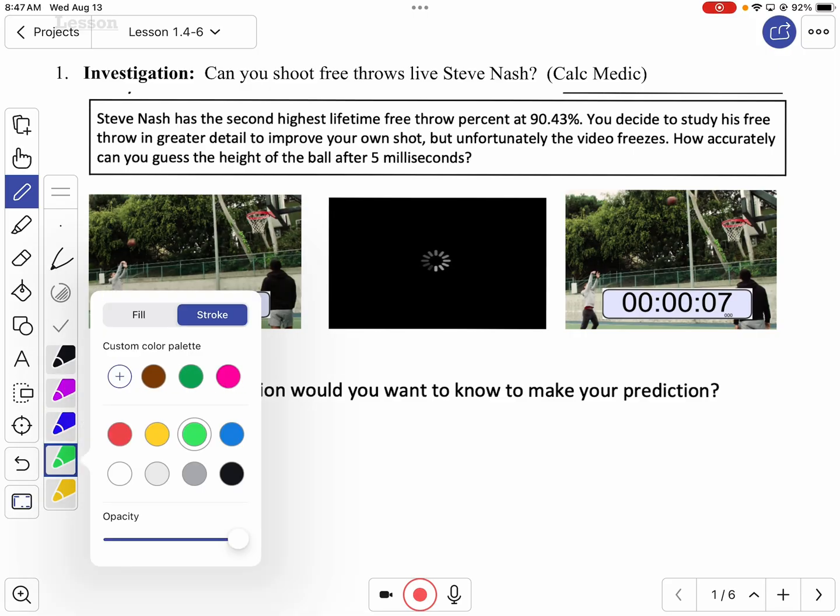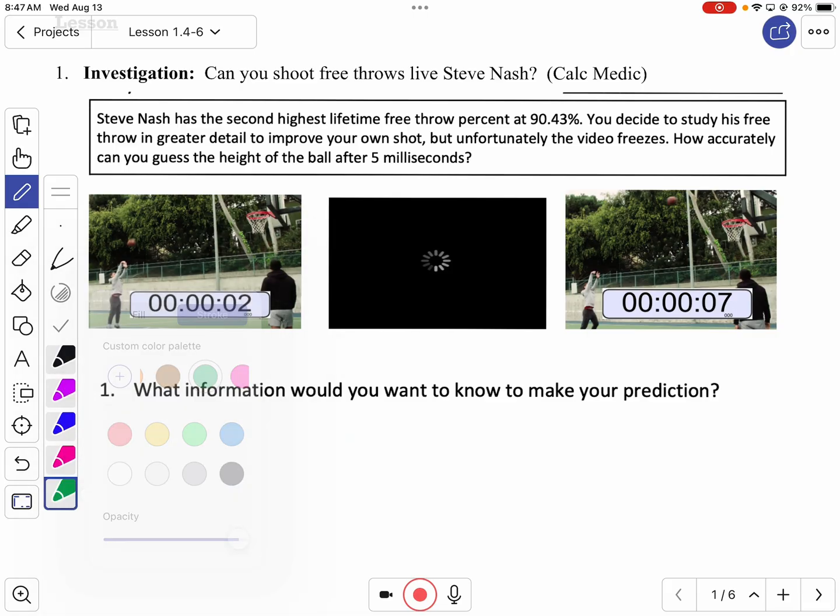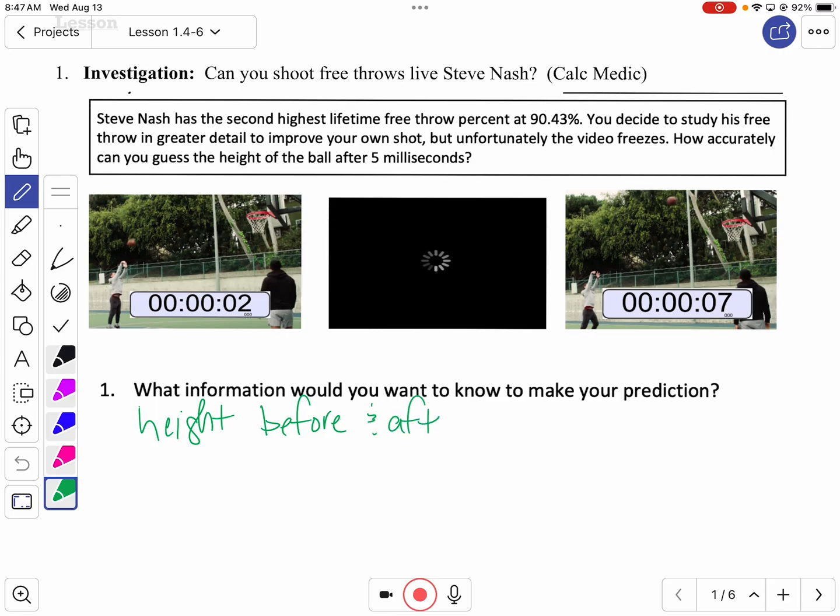All right, the height of the ball. When? Yeah. So if we knew the height before the video froze and after the video froze, that would definitely help me. Okay, so that would help me for sure.